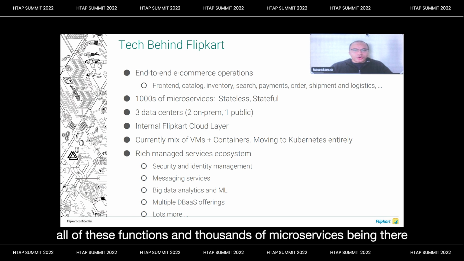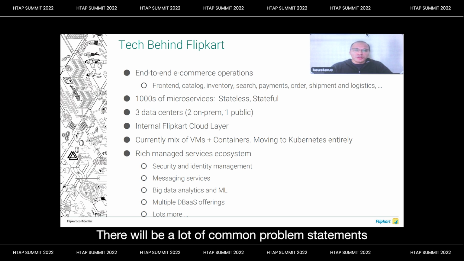Now, as you can imagine, with all of these functions and thousands of microservices, there will be a lot of common problem statements that these teams need to solve for. So it is not enough for us to just have VMs and containers. We also need a lot of managed services. And for that, we have a rich ecosystem of managed services internally in Flipkart. Things like security and identity management, messaging services, big data analytics platform. And a lot of the databases are provided as a managed service, as a DBaaS offering internally within Flipkart.